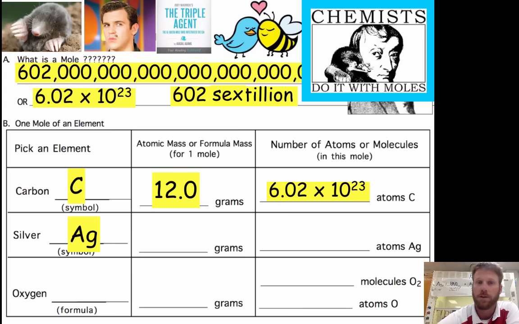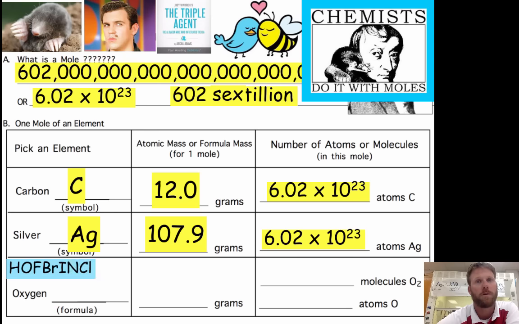So if you were looking at silver, same story. You look up silver on your atomic mass table. The mass is 107.9 grams per mole. So if I were to mass out 107.9 grams of silver, I would have 6.02 times 10 to the 23rd atoms of silver. What about oxygen?